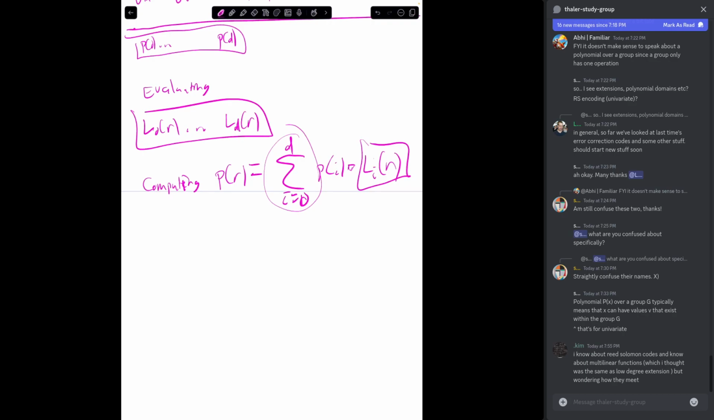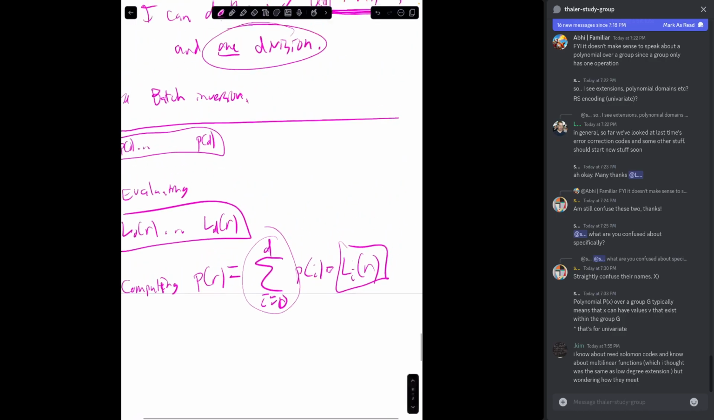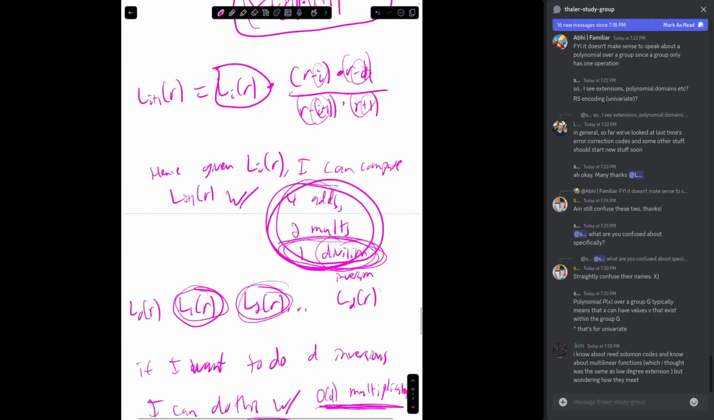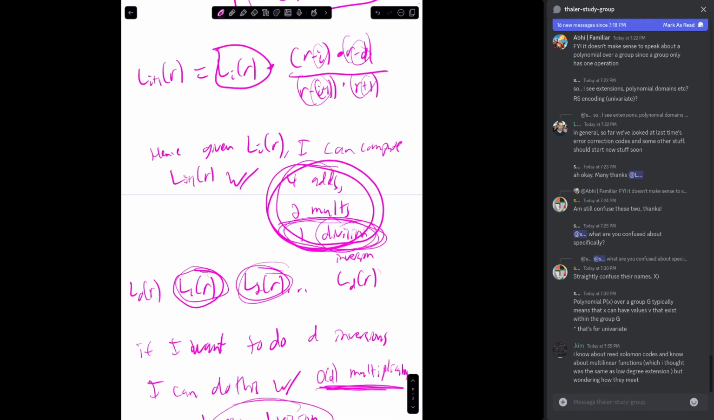Okay. Questions about that? Yeah, I have one question. Go ahead. Can you, instead of dividing to get from one of the Li's to L(i+1), I have one more question about the evaluation using the Lagrange basis.